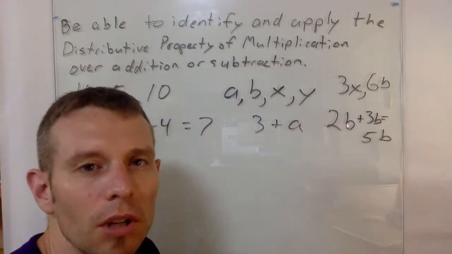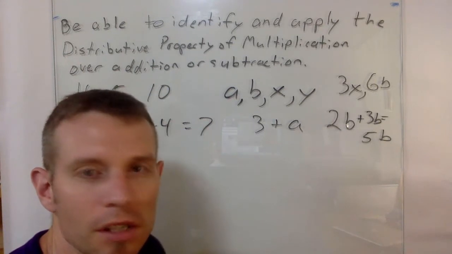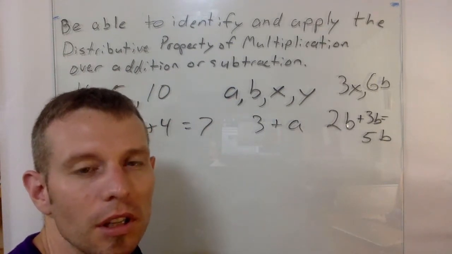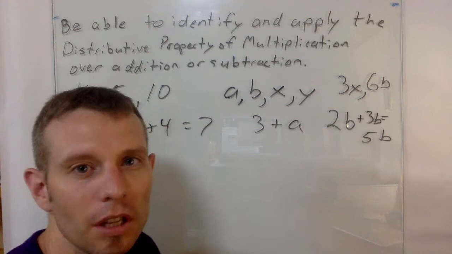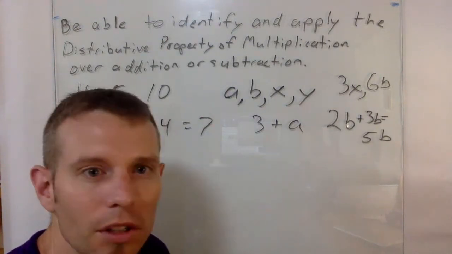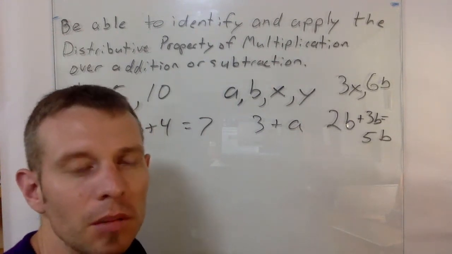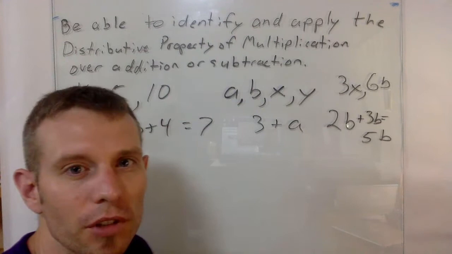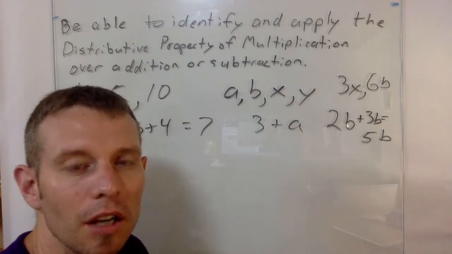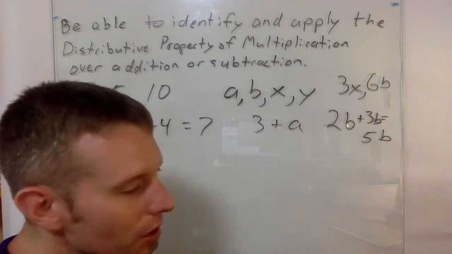So we already learned PEMDAS, please excuse my dear Aunt Sally: parentheses, exponents, and multiplication, division are together, and addition and subtraction are together from left to right. However, today we're studying something called the distributive property, and that helps us solve problems a little further, especially when we have items inside the parentheses that are not like terms. So let me give you a few examples of this.